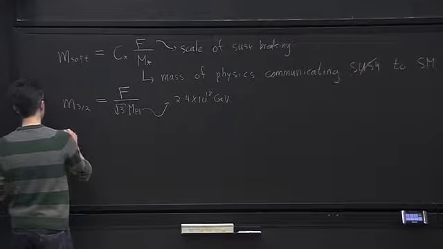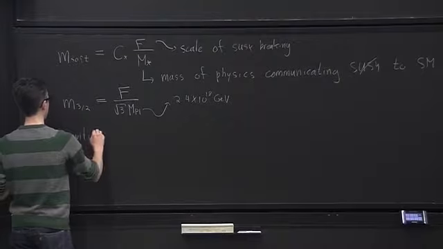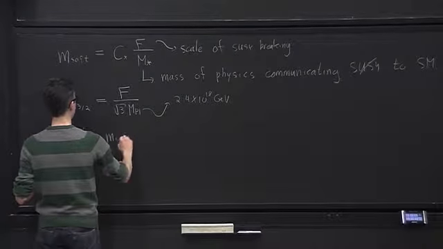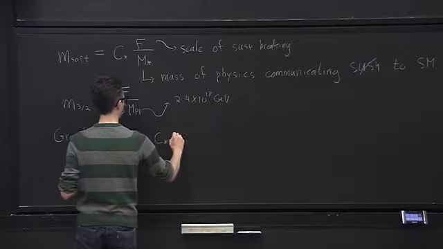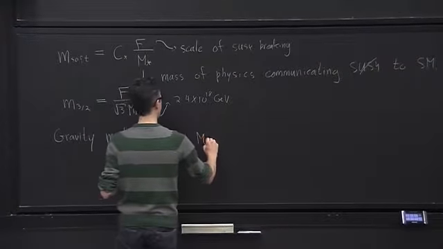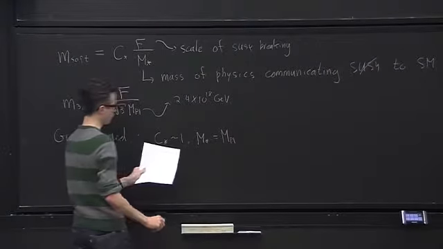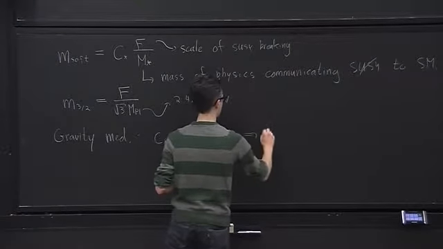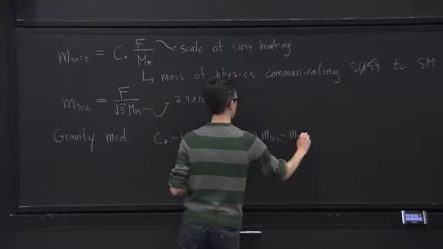So let me just give you 3 popular examples. The first popular example is gravity mediation. In gravity mediation, I have C star of about 1, m star equal to m Planck. So in gravity mediation, this implies that m3 halves is roughly the same size as msoft.